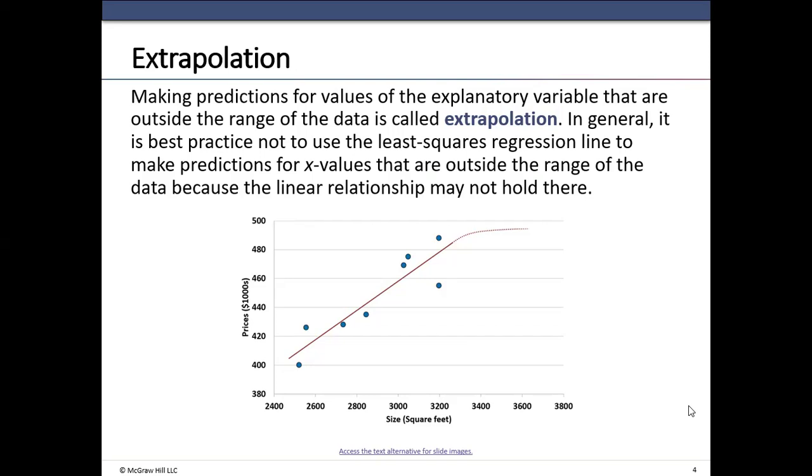The points are clustered around the line. Suppose I want to make a prediction for an explanatory variable X value of 3,400 square feet. That is outside the range of the explanatory variable, which runs from 2,500 to 3,200. So 3,400 is outside the range of the given X values. In general, it is best practice not to use the least square regression line to predict Y for X values that are outside the range of the data, because the linear relationship may not hold there. As you can see on the top, we do not know how the line will keep going up, or maybe it will level off. We don't know. So we should not try to predict or forecast Y for a value of X which is outside the range of the given X values.